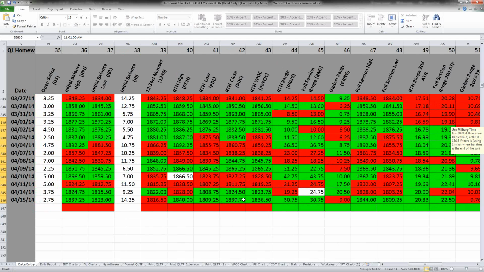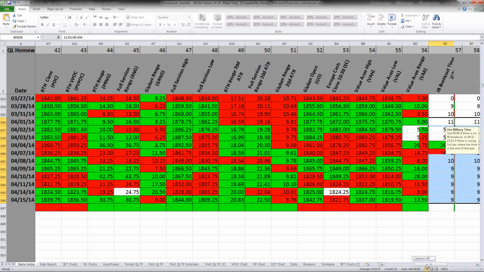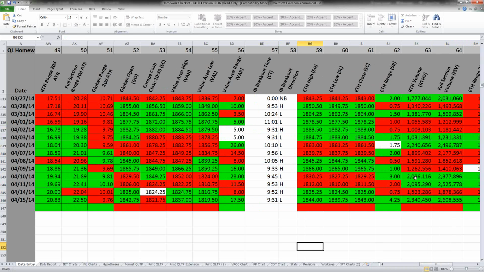All our intraday numbers were higher except for our 1230 number at 1650. Our VPOC shifted higher again at 1836.50, and we had a higher close at 1839.75. 20-day ATRs are running just under 21 on the RTH, 22.5 on the full session, and just over 9 3/4 on the Globex. We again had a tremendous amount of volume, 2.3 and 2.6.